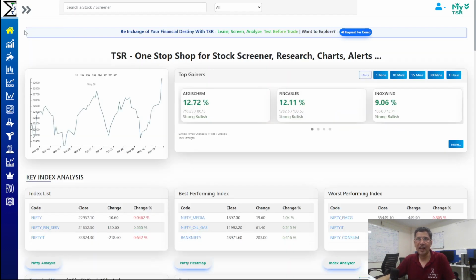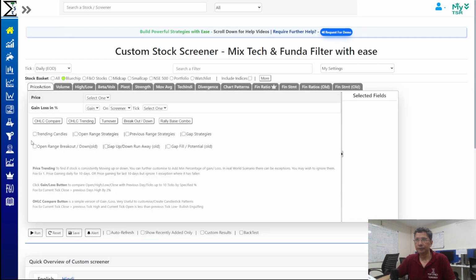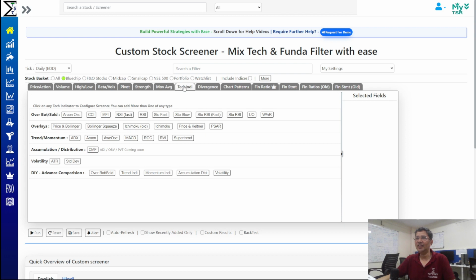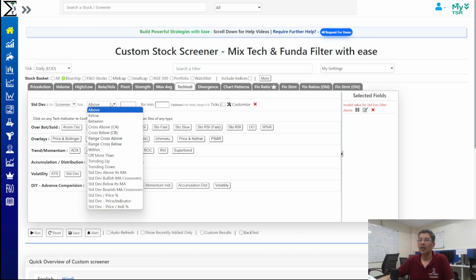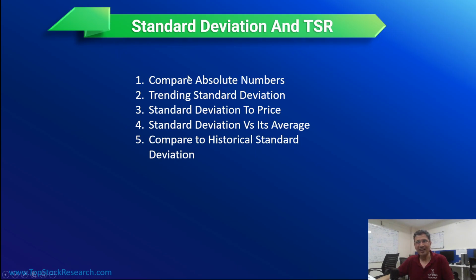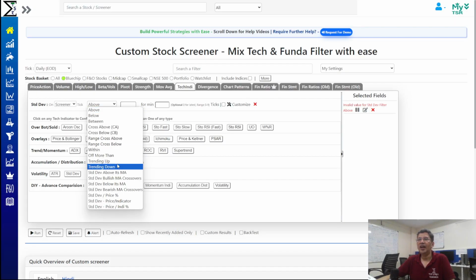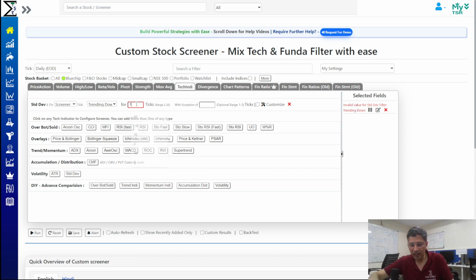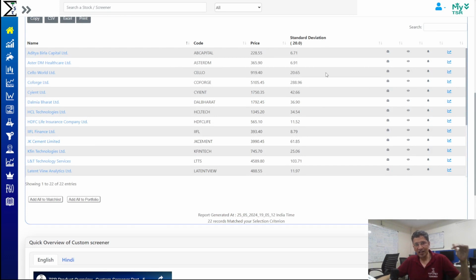So we go into our homepage. On the left hand side, you'll find custom screener. When you click on custom screener, in the technical indicators, you'll find standard deviation, over here in the volatility section. When you click on this, you have a few options. The more common options, or the options that we saw in the slides, are absolute number, which is less important, and trending. Right? So if you are looking for stocks where the standard deviation is trending down, let's say for 10 days on a basket of NSE 500, you'll find those stocks.